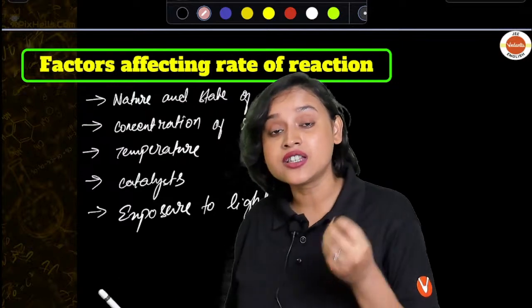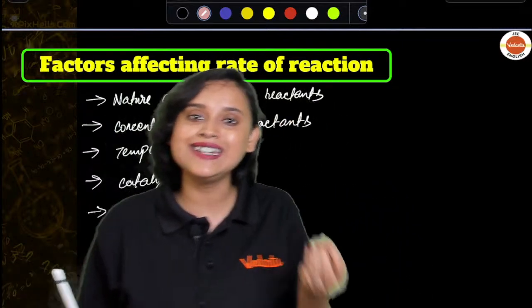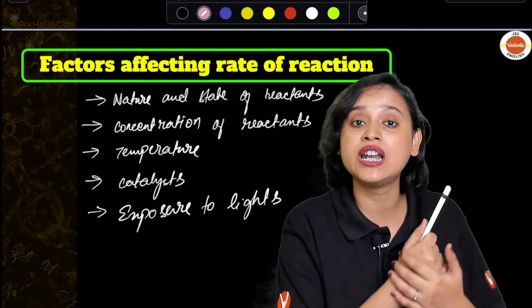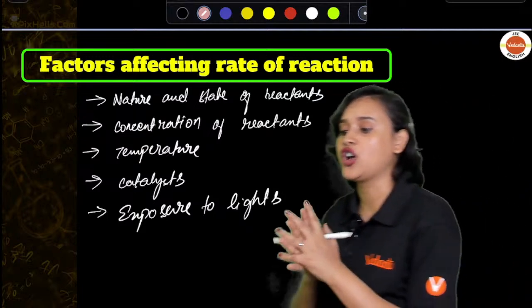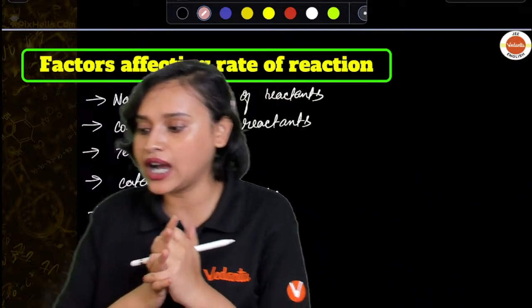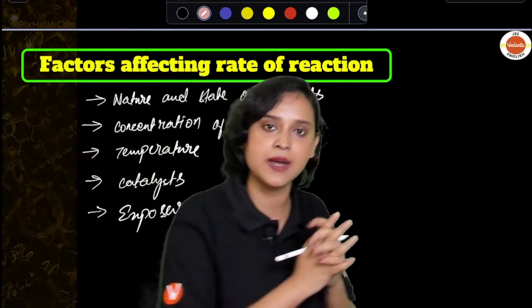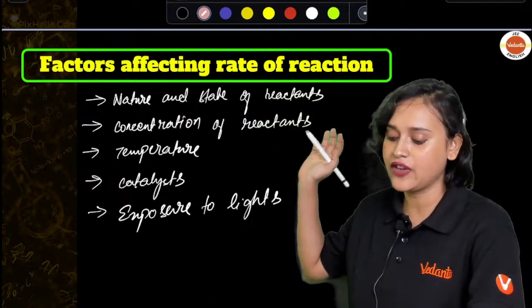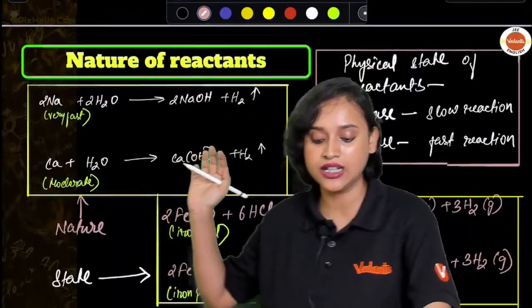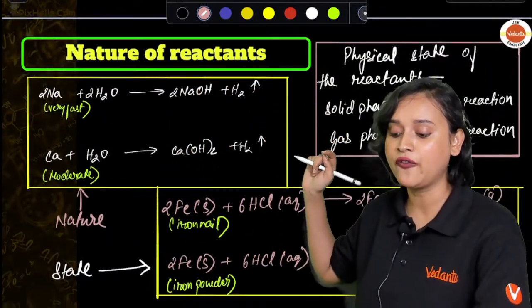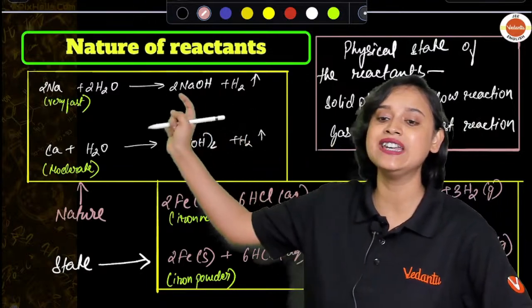So if there is a photochemical reaction, then yes, exposure to light will definitely affect the rate of reaction. Am I clear, everybody? Factors affecting rate of reaction, I hope that you guys are clear with. Now let us talk about the first factor that I spoke to you, that is nature of reactant.